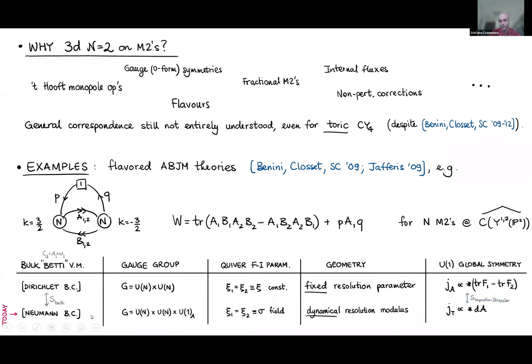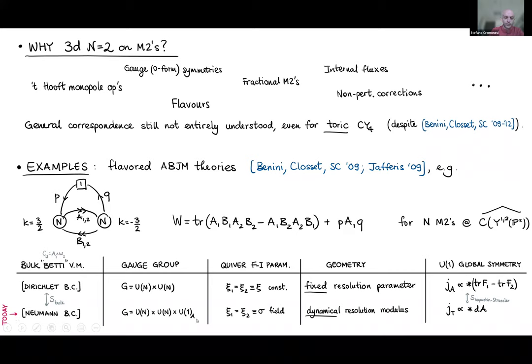So that will correspond to picking Neumann boundary conditions for the vector multiplet, the Betti vector multiplet in the bulk. And in terms of the quiver, that means that the Fayet-Iliopoulos parameter is now a field, and geometrically the resolution modulus is dynamical.